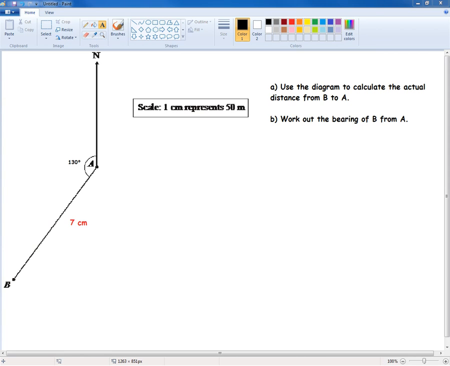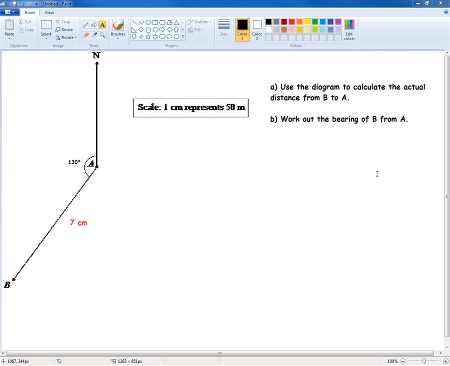Okay, so this question here has two parts. We've got bearings and scale on here. I'm going to come back to the scale part after I've covered the bearing, so I shall answer part A once we've done part B. So part B says work out the bearing of B from A.